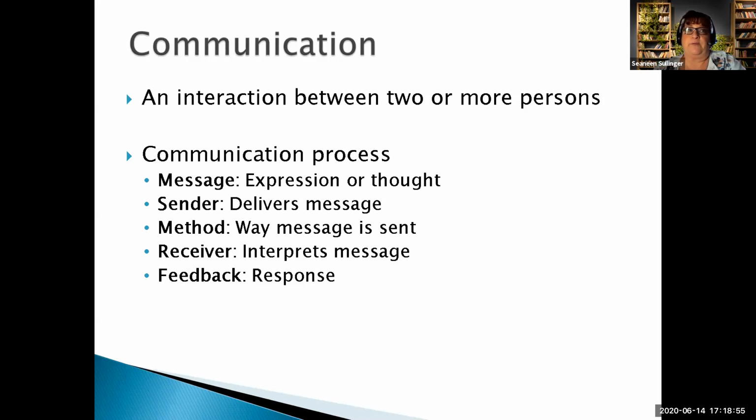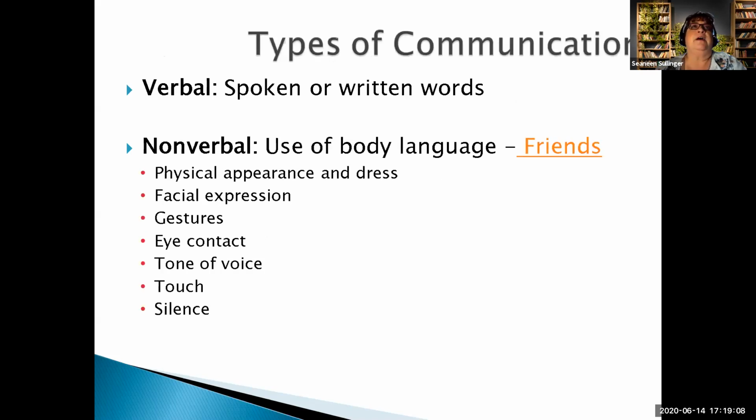And that could be in the form of questions. You might think of examples in your past where you've had good communications with others or poor communications with others. The types of communication, there's verbal, which is what I'm doing right now. I'm speaking to you and you're listening. And there also are types of nonverbal communication, which would be the use of body language.